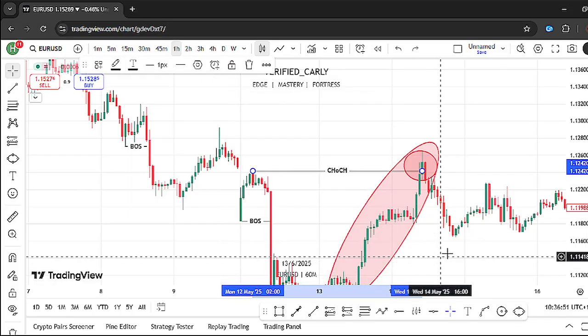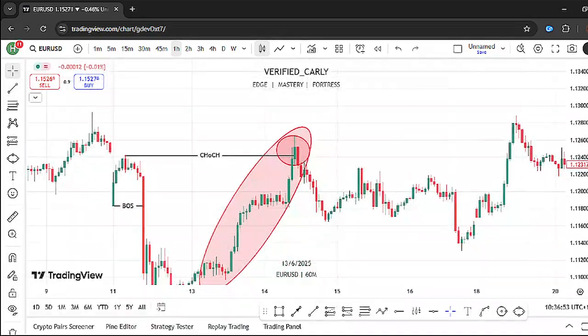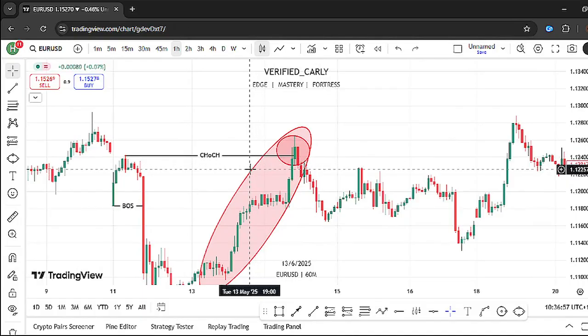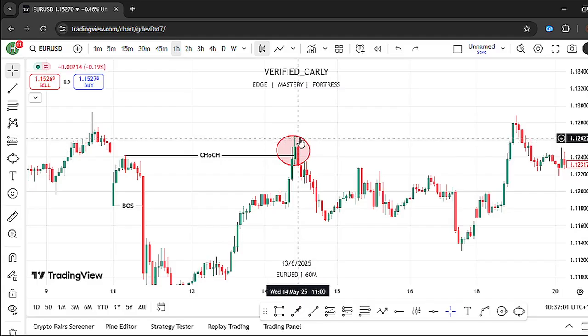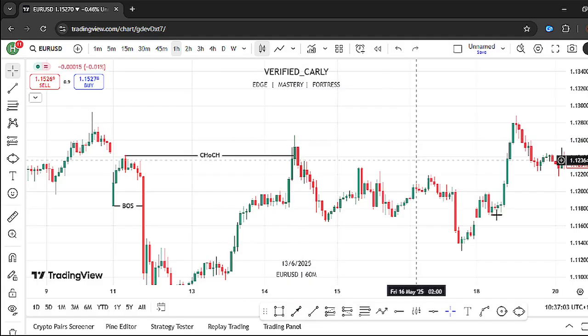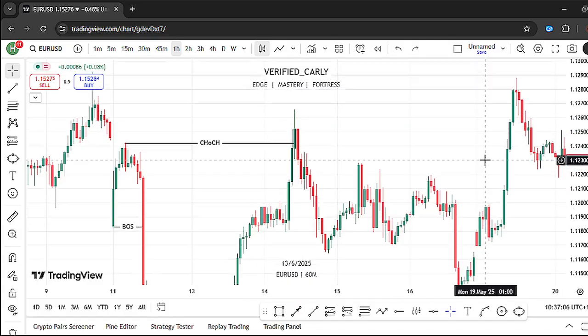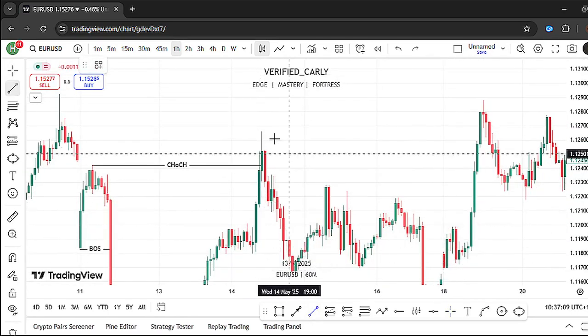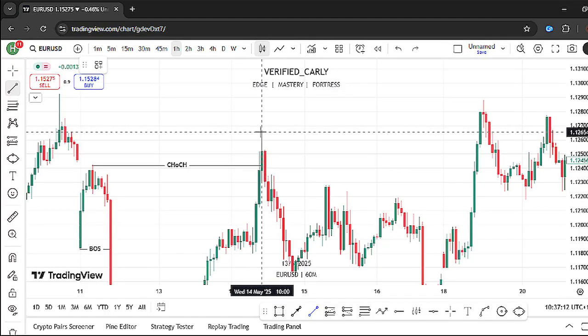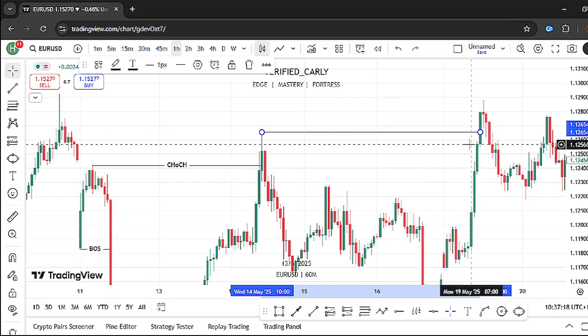Then after change of character, if you look closely, let me remove this stuff so that the charts will be as neat as possible. I love seeing my charts neat. As an SMC trader, we don't like complicating stuff. So after a change of character, what did you notice? Now price starts breaking structures to the upside, right? This is bullish. Now price changed from bearish to bullish.